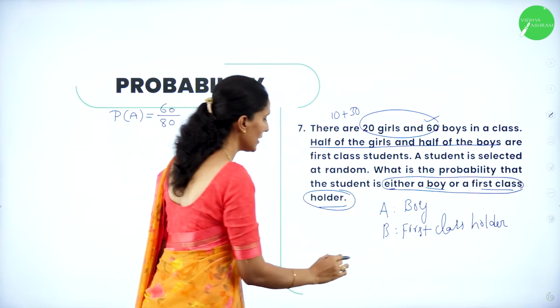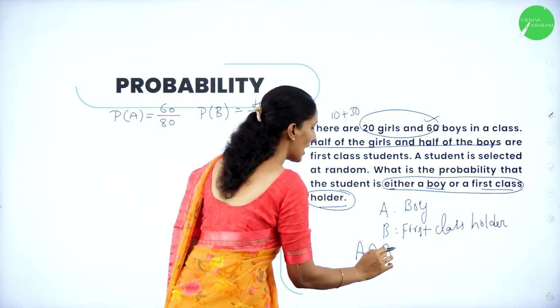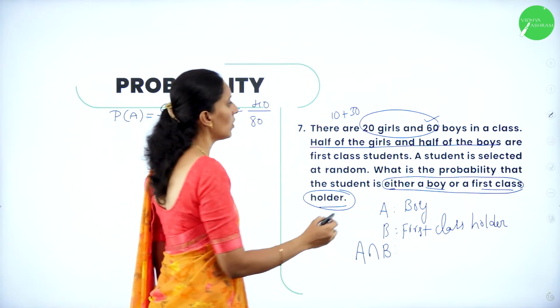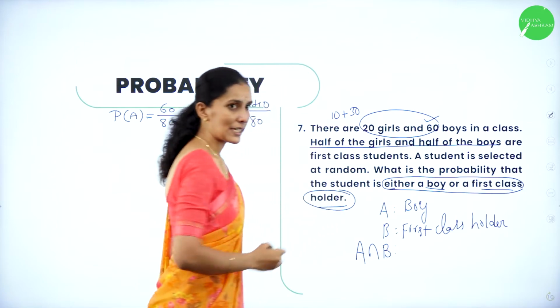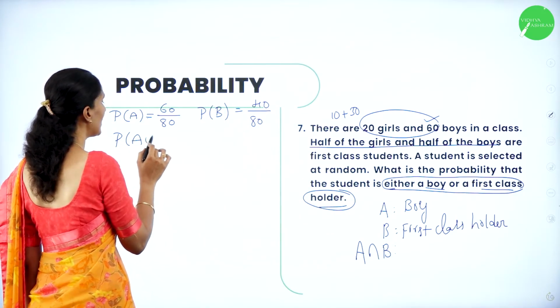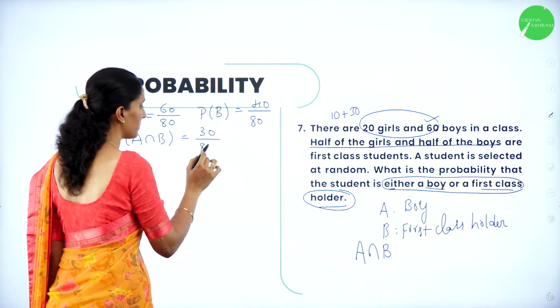Next, my question is, they should be both boy as well as first class holder. Boy as well as first class holder. So half of the boys are first class holders. Therefore, the probability of A intersection B will be 30 by 80.